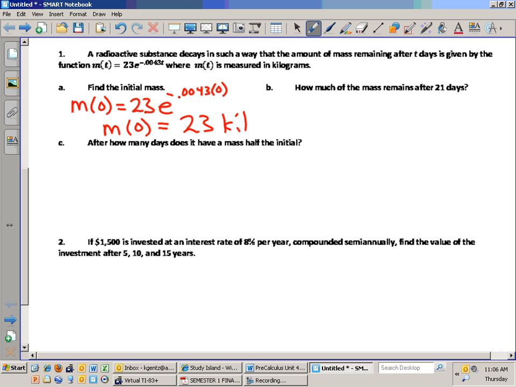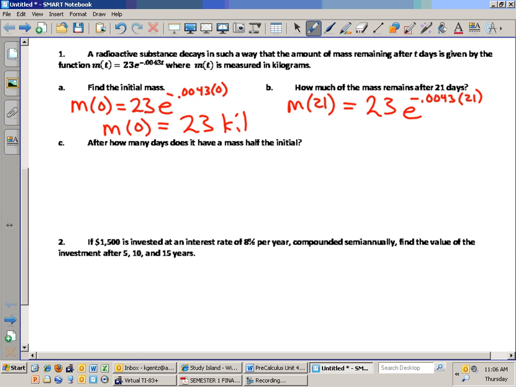That's the initial mass. The second question is, how much of the mass remains after 21 days? How would I calculate after 21 days? I would plug in 21. It tells me at a certain time. So the mass at time 21 is equal to 23 times e to the negative 0.0043 times 21.